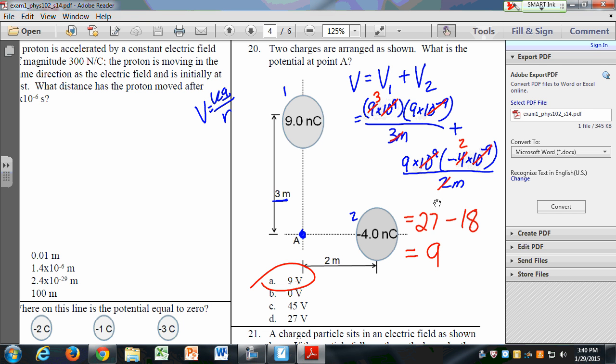Some other common mistakes, which are accounted for in these other answers: another common mistake is if you square this. But potential is KQ over R, not KQ over R squared. So we have these three big ideas: force, KQQ over R squared; fields, KQ over R squared; and then potential, KQ over R. It's this sort of progression as we go from one to the other. As we go from forces to fields to potential, you're losing a variable as you go along. You lose a Q and then you lose an R.